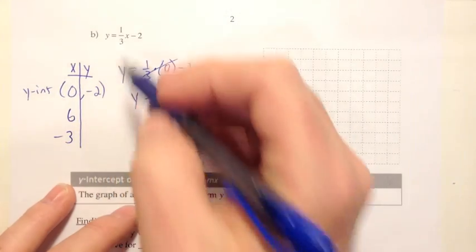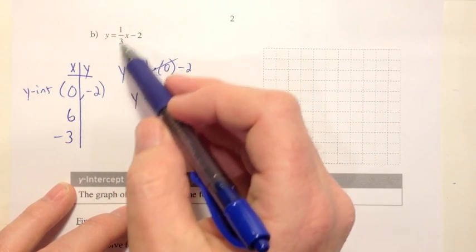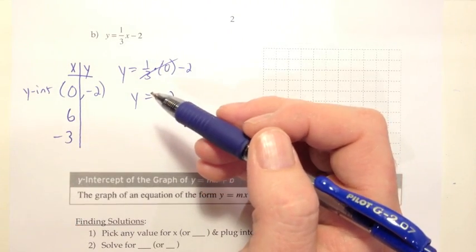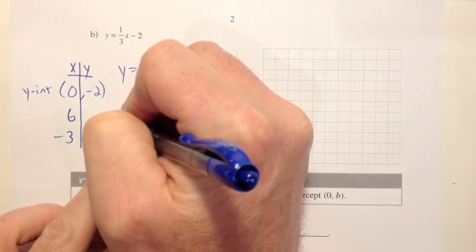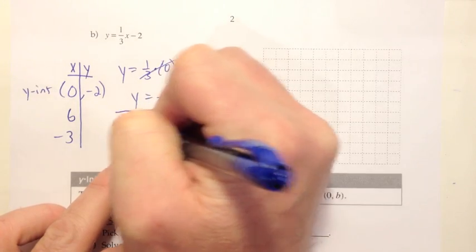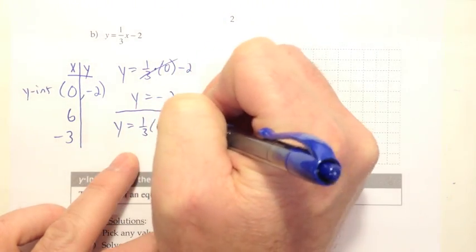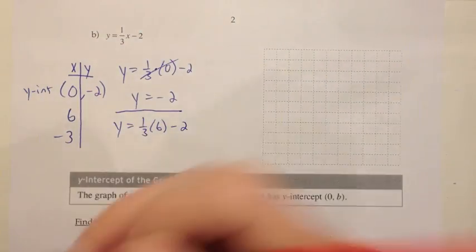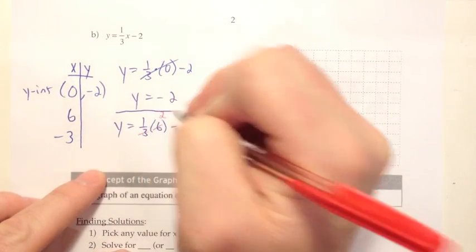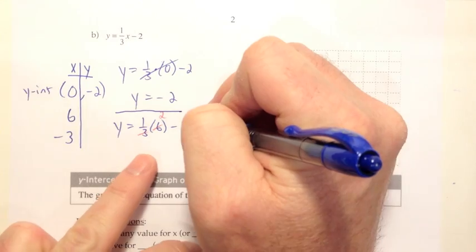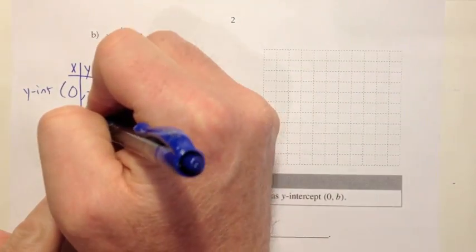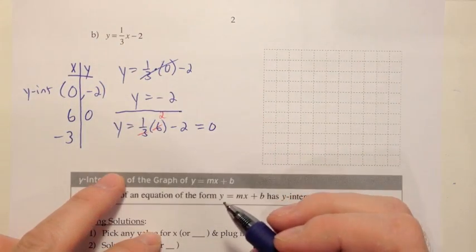Those are both multiples of 3, so when I plug them in, they'll cancel with that, and I won't end up with fractions in my y value. So let me show you the work on the 6. That'd be 1/3 times 6 minus 2. And here the 3 goes into the 6 twice, so it looks like I'm going to end up with 2 minus 2, which is 0. So (6, 0) is another point on the graph.